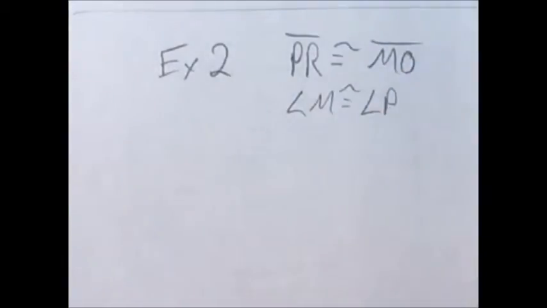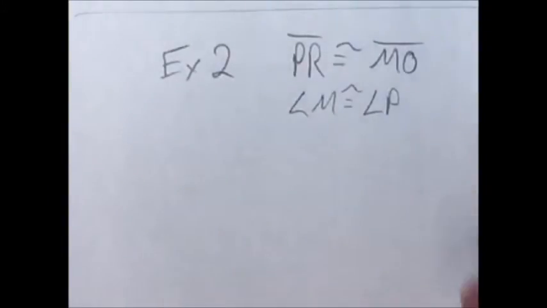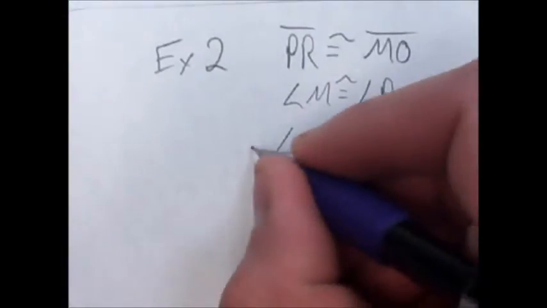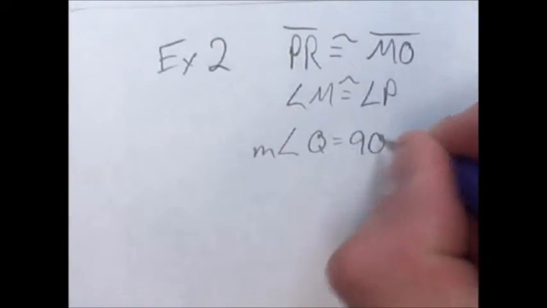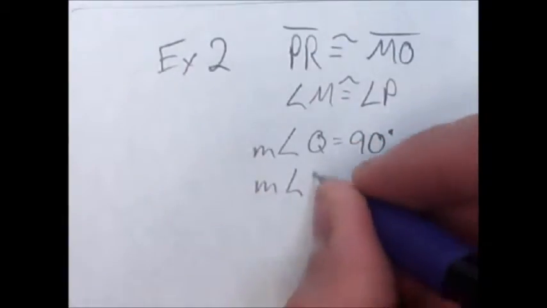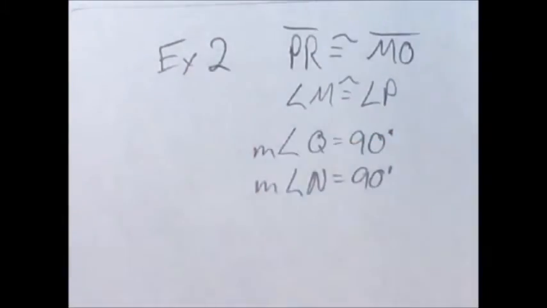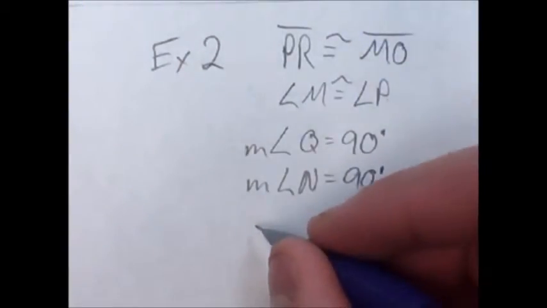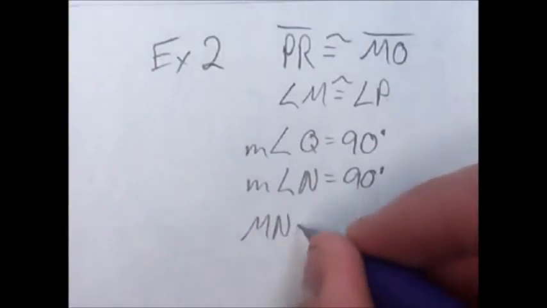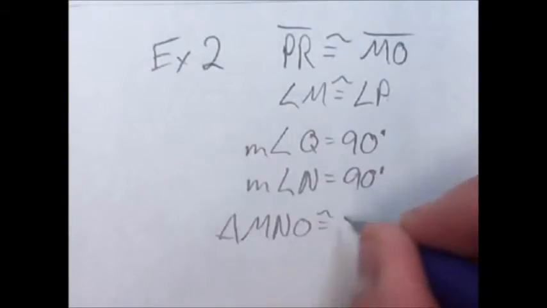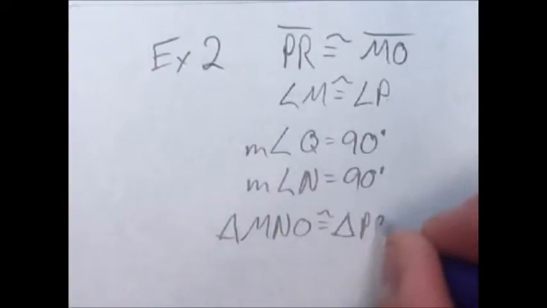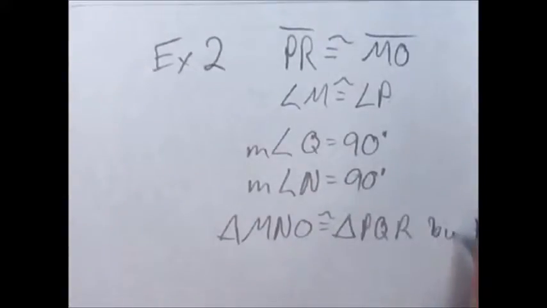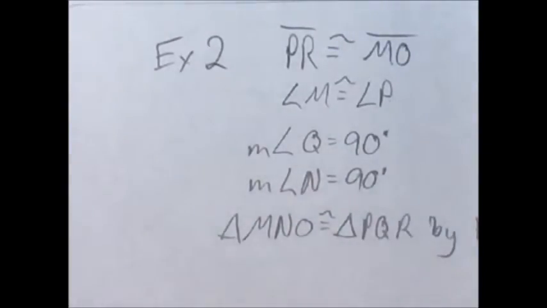Okay, other than that, I just need to state that the triangles have a right angle, that they are right triangles. So the measure of angle Q is equal to 90 degrees, and the measure of angle N is equal to 90 degrees. So now I know that the triangles are right triangles, that I have a hypotenuse and I have an angle, so I can say that the two triangles are congruent to each other. So triangle MNO is congruent to triangle PQR by HA. Ha! Okay? They literally spell what you have to solve them.